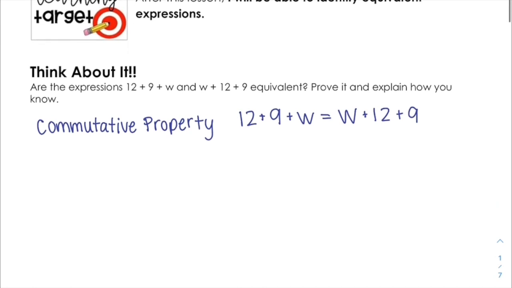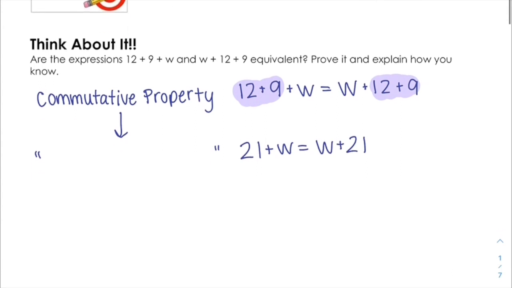There's another way that we could have done this. We also could have applied the commutative property, but this time instead of having 9 and 12, we're going to have, well, what's 9 plus 12? We're going to have 21 plus w. And then on the right-hand side, it's w plus 21, which still, according to the commutative property, we are allowed to move the addends around and it doesn't change our answer.